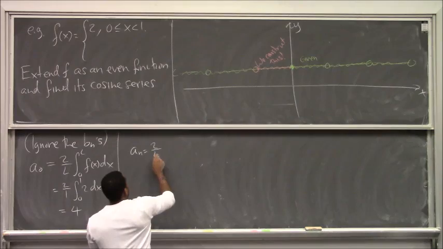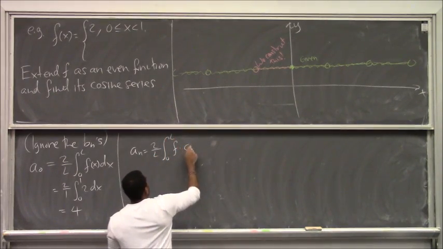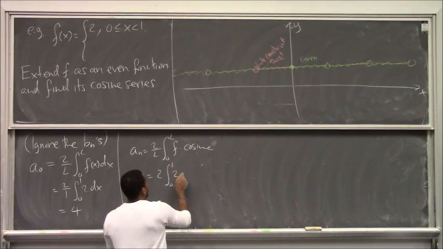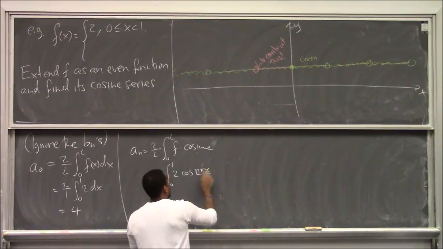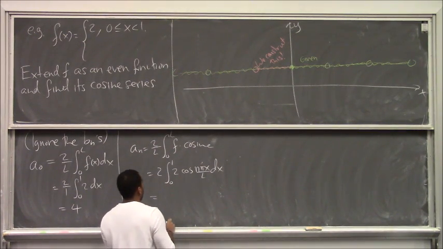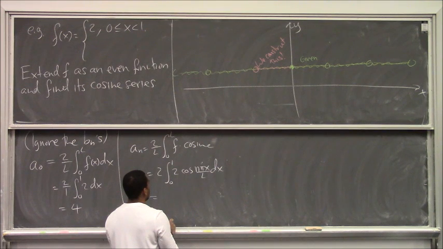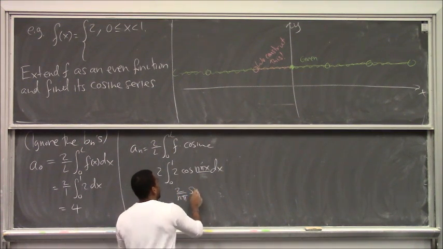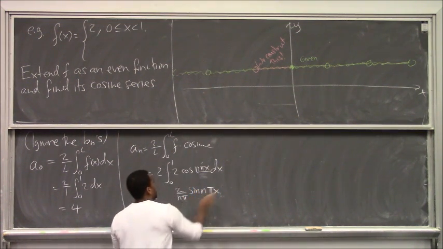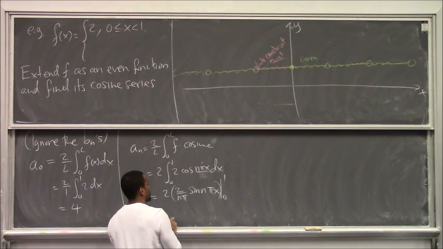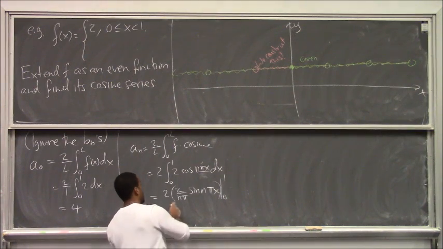And for the a sub n's, it's going to be 2 over L times the integral from 0 to L of f times the cosine. So that's going to be 2 times the integral from 0 to 1 of 2 cosine n pi x over L dx. So that is going to be 2 sine n pi x. So it's 2 over n pi sine of n pi x between 0 and 1. All of that times 2. What's going to happen? It's going to be 0.